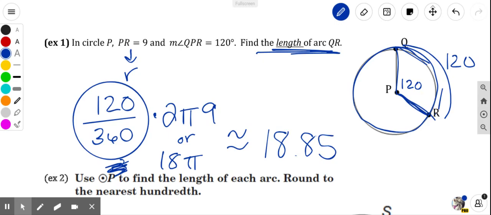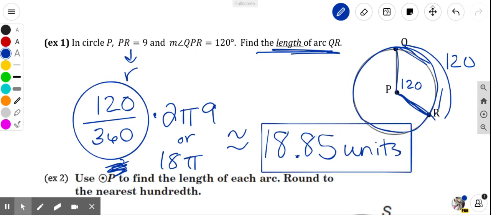18.85. Did we give units here? No, you always want to label units. I didn't give you one here, so just call it units. Okay, so that's our first example of arc length. Let's do a few more.